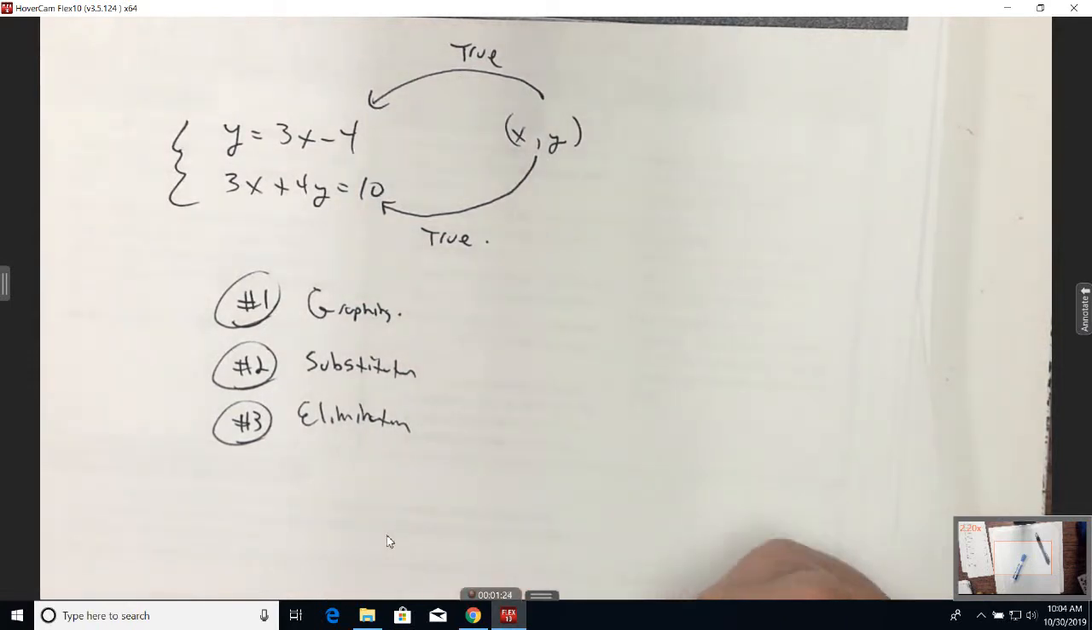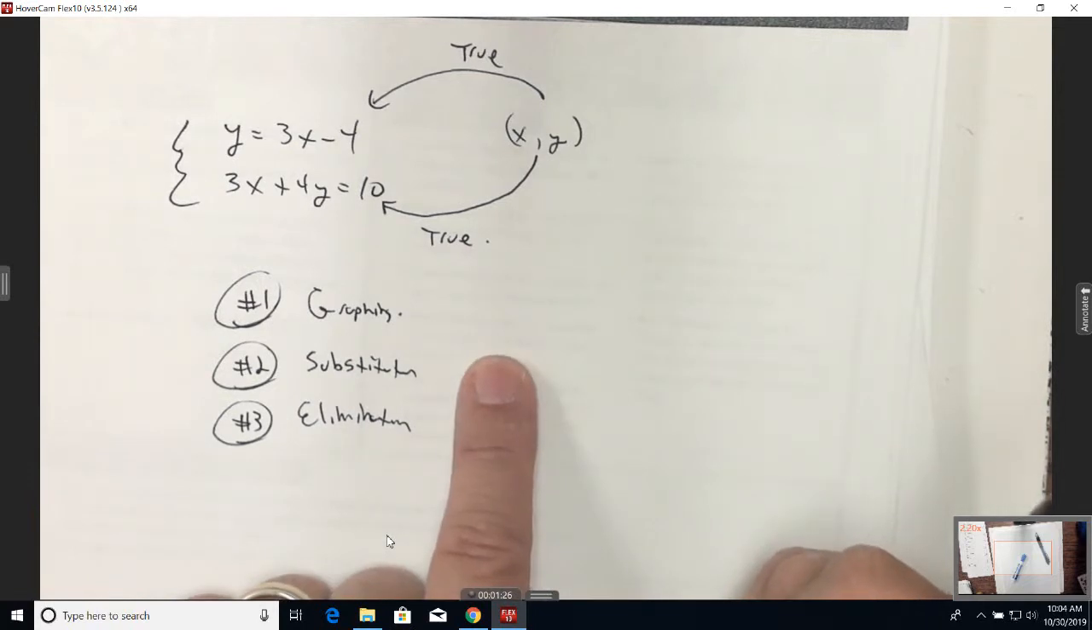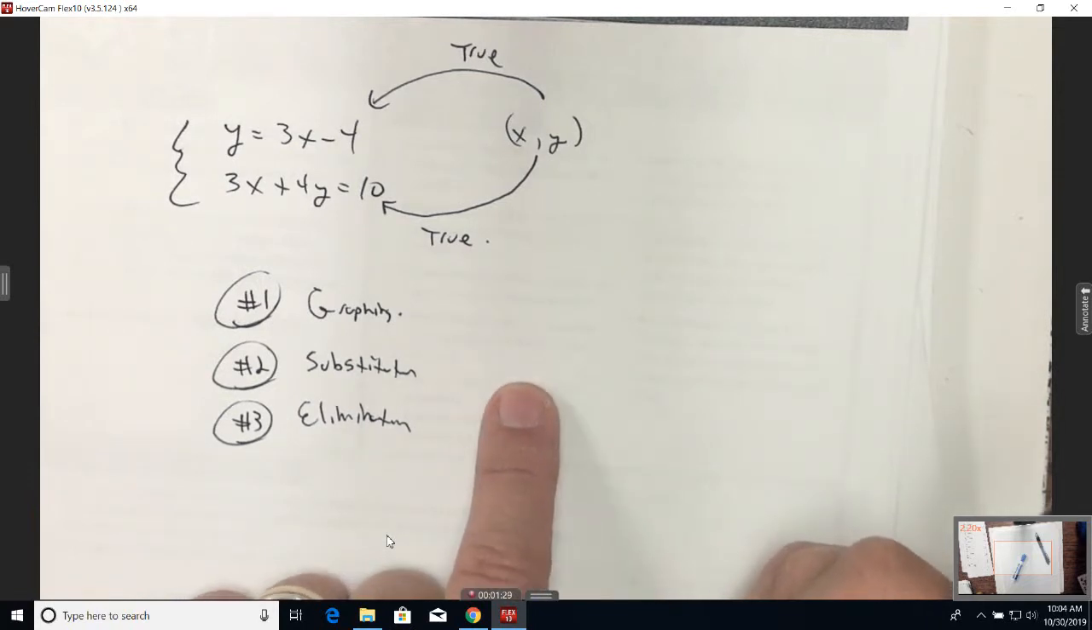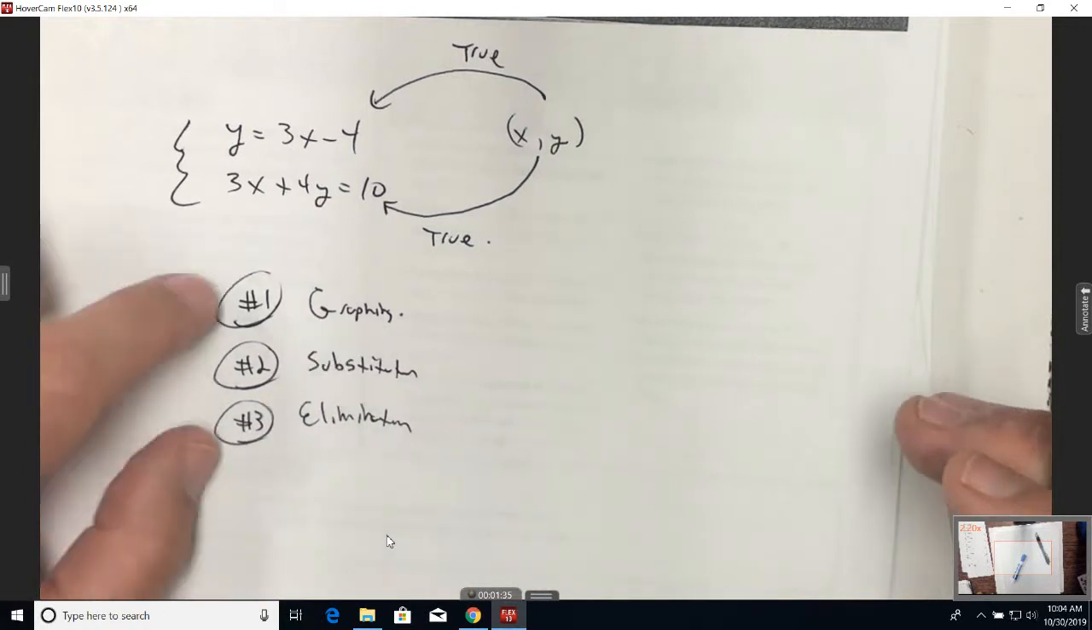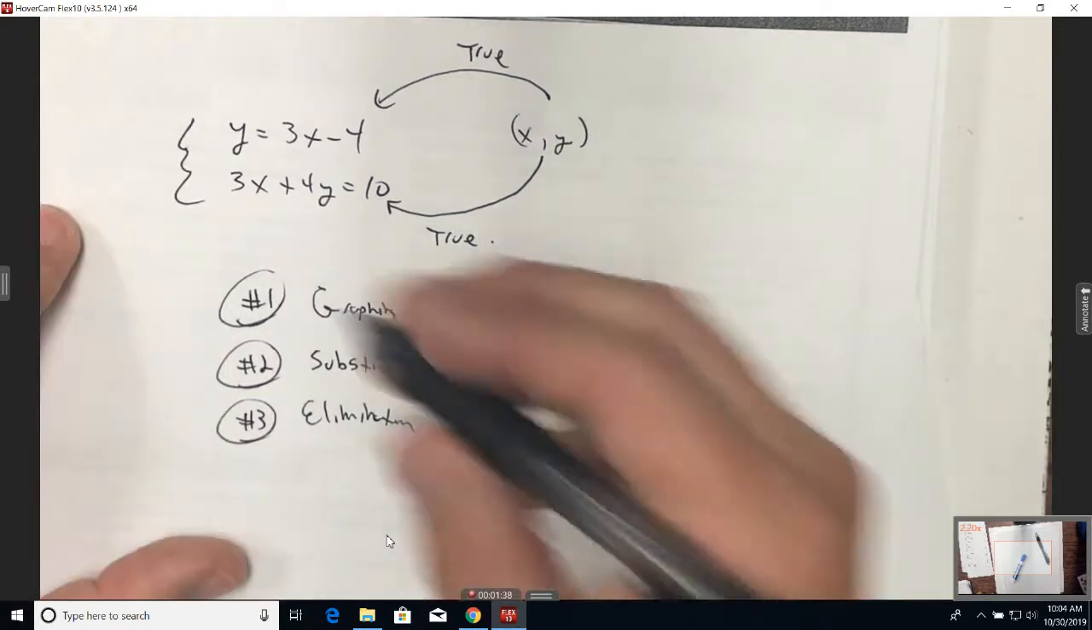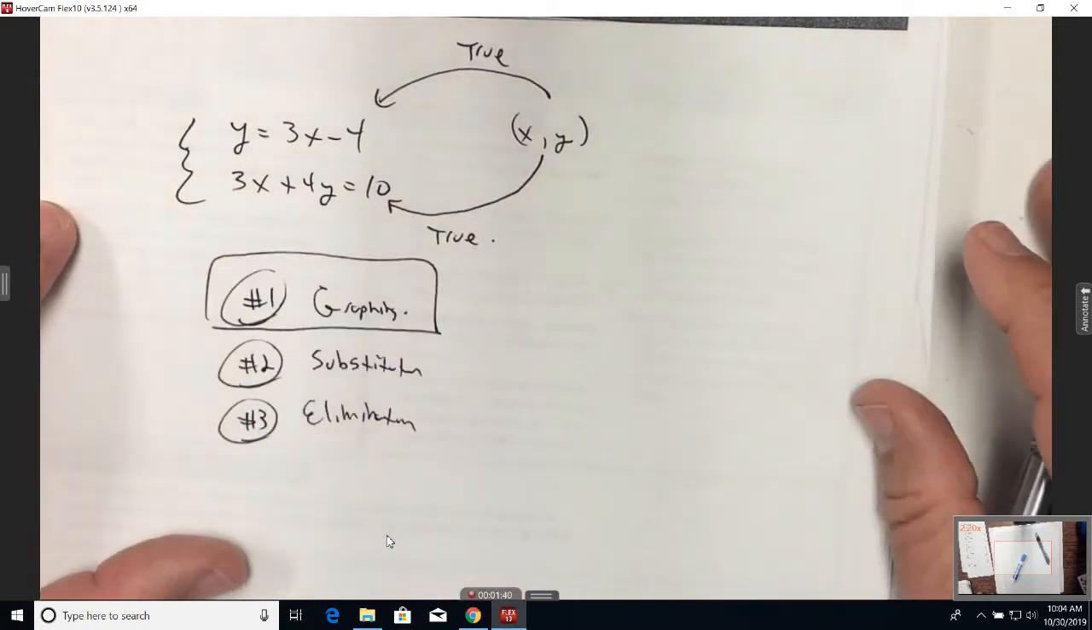Now when you get to Algebra 2, we'll use Gaussian elimination to solve these. We'll use matrices to solve these as well. Okay? So there's a lot of different ways of solving these, but right now I'm just going to teach you these 3 ways, and way number 1 today is through graphing.